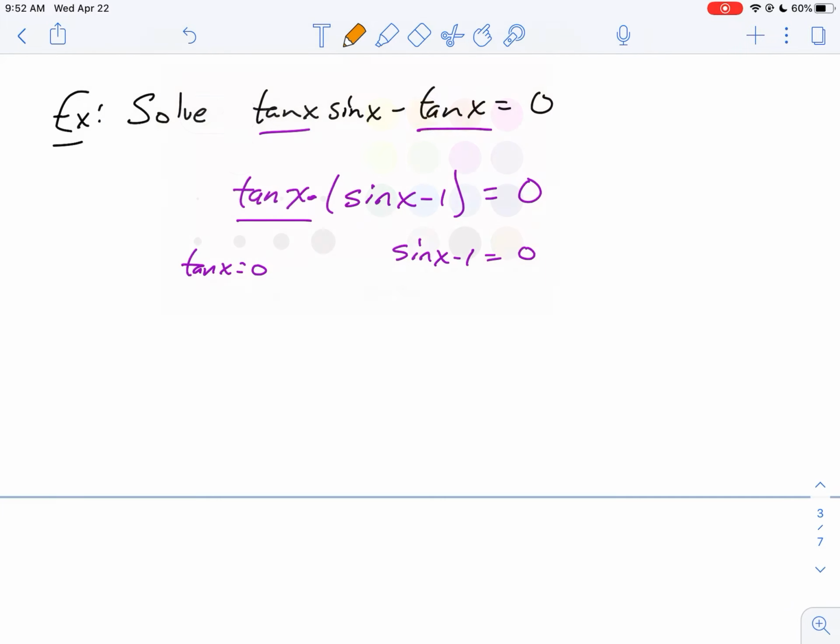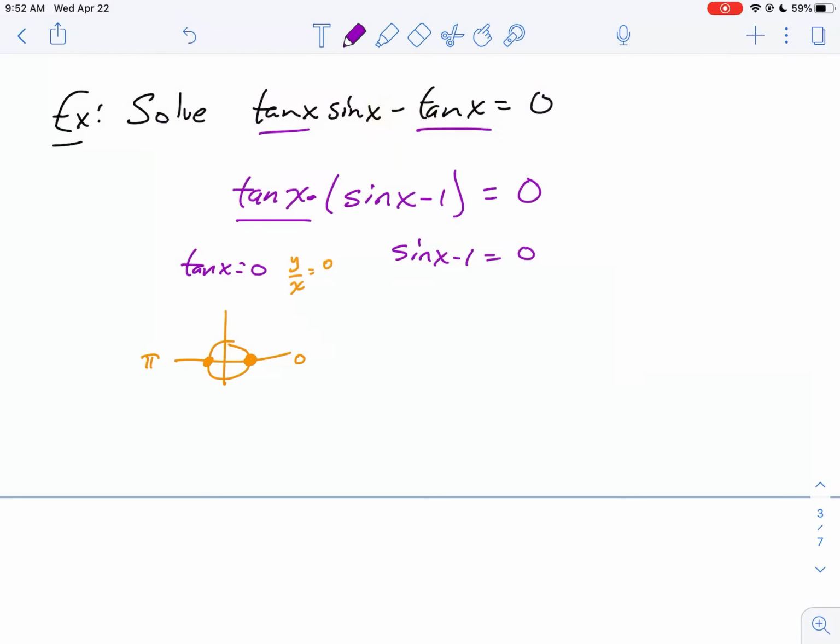So if we think of tangent as the y value over the x value, we're looking for where I get 0 on my y value. And so on my circle, that's going to happen here and here. I'm going to solve this one in radians. So we're going to call this 0 and pi.